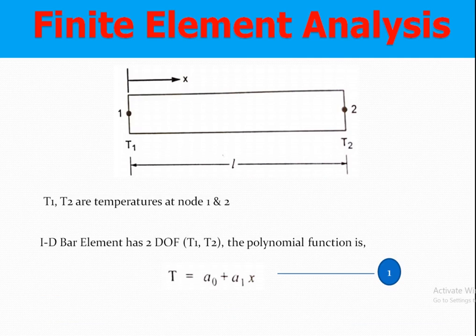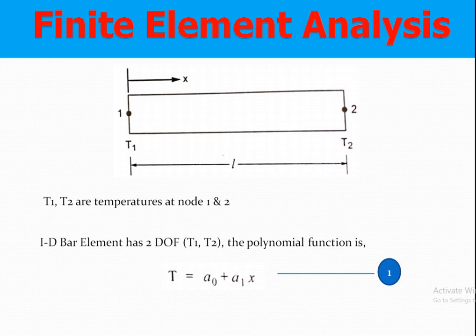The finite element analysis with respect to a one-dimensional bar with node number 1 and node number 2. The temperature at node number 1 is represented as T1, and the temperature at node number 2 is represented as T2. The bar has a length of L. So in this one-dimensional bar element, we have 2 degrees of freedom, that is T1 and T2.